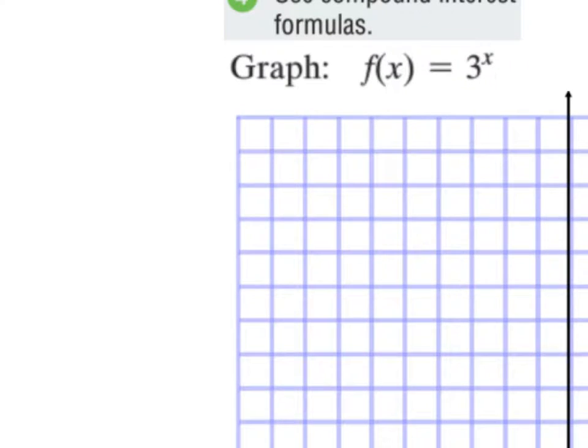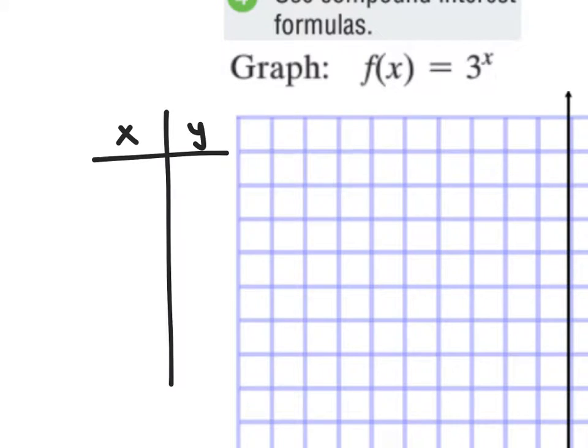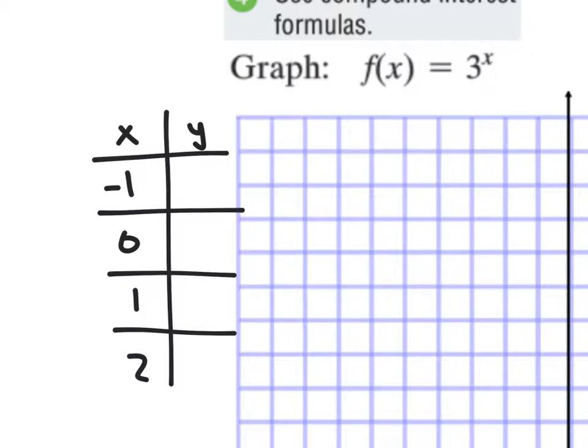Whenever I graph exponential functions, one thing I do is I always choose -1 for x, 0, 1, and 2. And that's about it. Now, when I plug in 0 into any of these functions, I'm going to get the value of 1. If I plug in 1, 3 to the first power is going to give me 3. If I plug in 2 for x, I get 3 to the second power, which gives me 9.